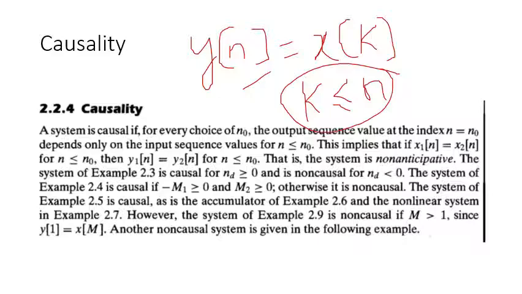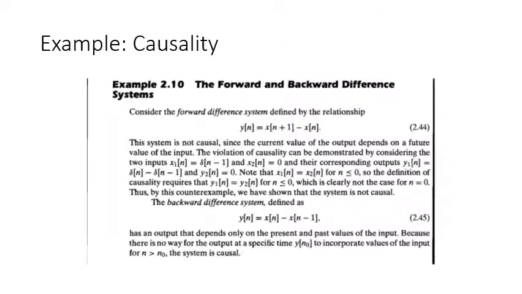Let's have a look at a few examples of causal systems. If this condition is not true, the system is not causal. Here we can see that we have forward difference and backward difference. In forward difference we have current sample and advanced sample. In backward difference we have current sample and previous sample. Obviously, because we have advanced samples, output will depend on future inputs. So this is not causal.